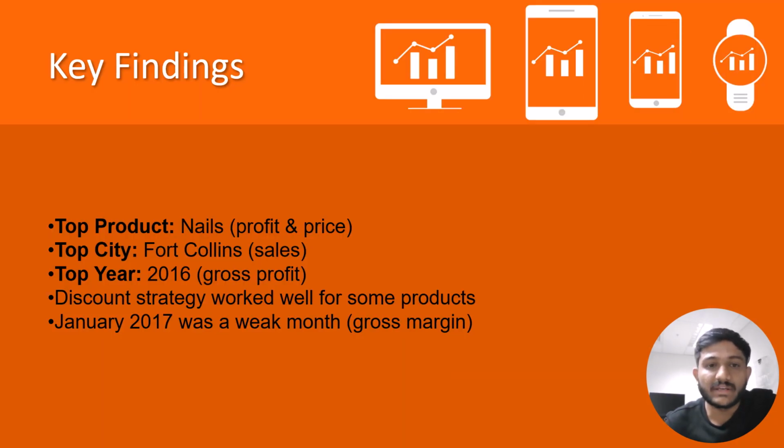Some of our key findings include that nails had the highest profit and sales price, Fort Collins had the highest city-level sales in 2017, and 2016 was the most profitable year. We also found that January 2017 had the lowest gross margin. These insights were all visualized effectively through our dashboards.